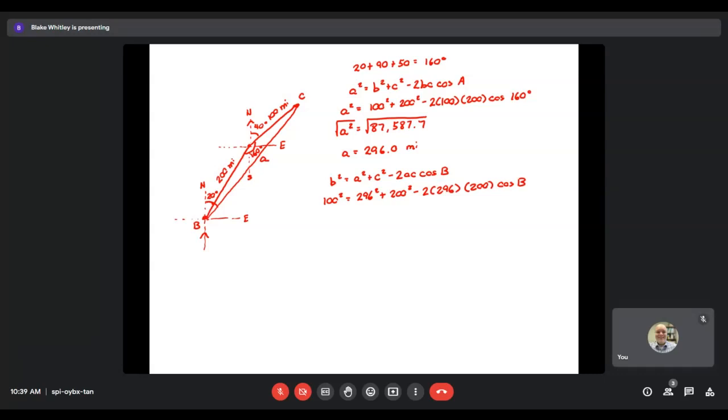Now we simplify, so 100 squared should give us 10,000. 296 squared, 87,616. 200 squared should be 40,000. Now 2 times 296 times 200 is 118,400.